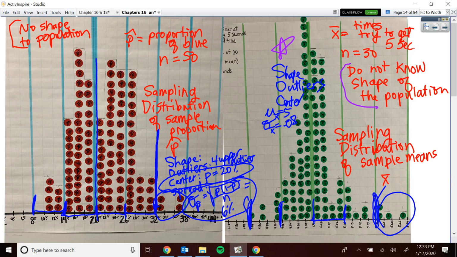What did we say over here on the left? Those P hats do not have a population shape because they were categorical. So in all technicalities, the central limit theorem applies to the means. However, the proportion problems follow along the same kind of thinking. We just have a different rule for what makes them large enough.